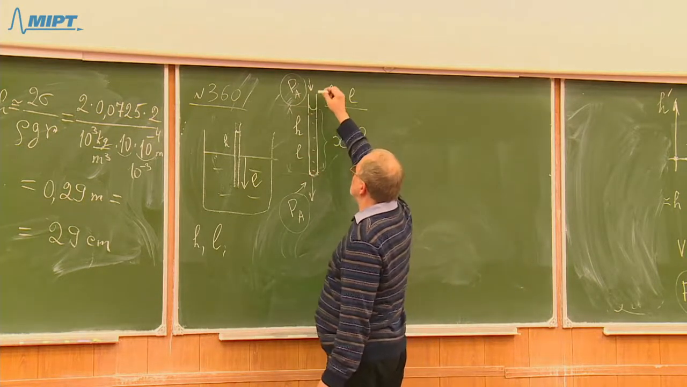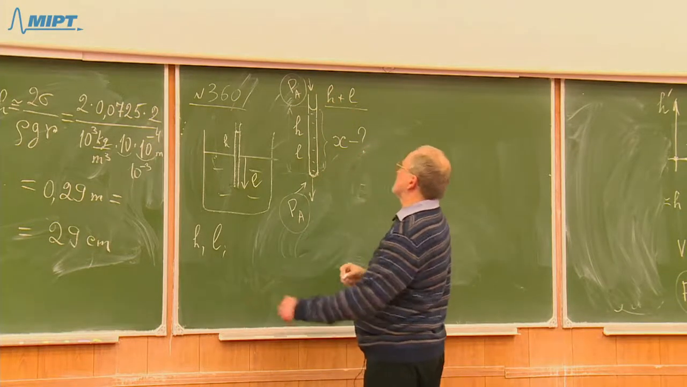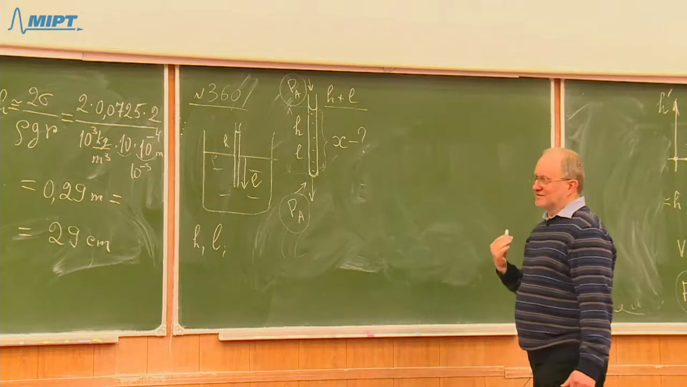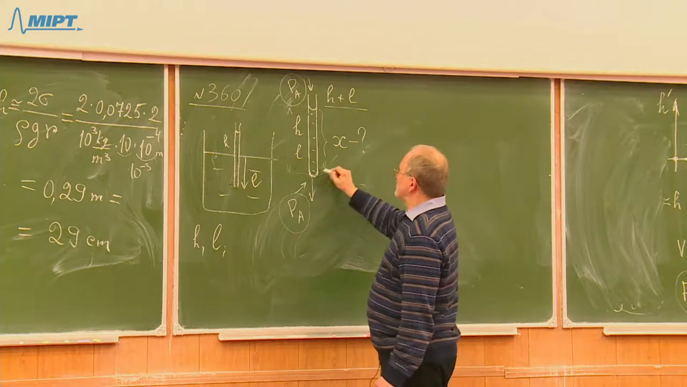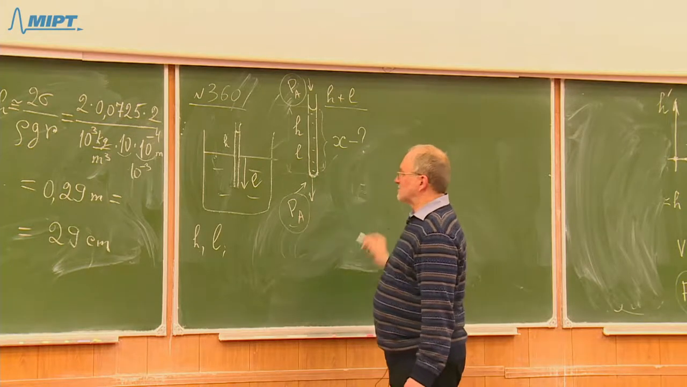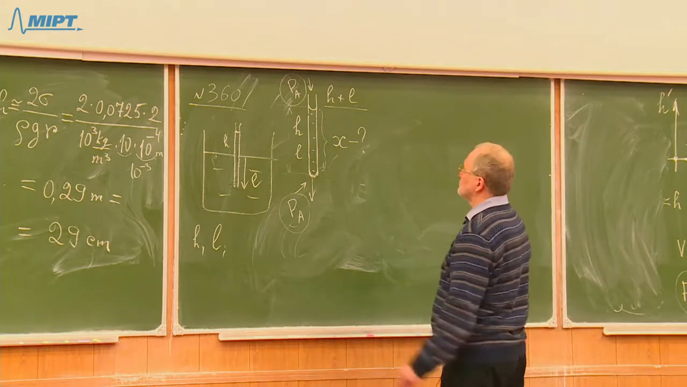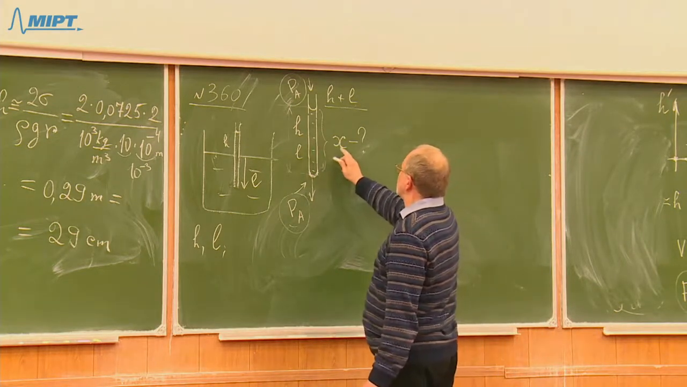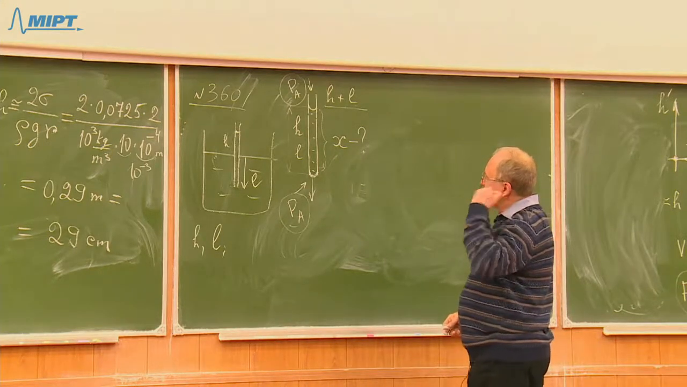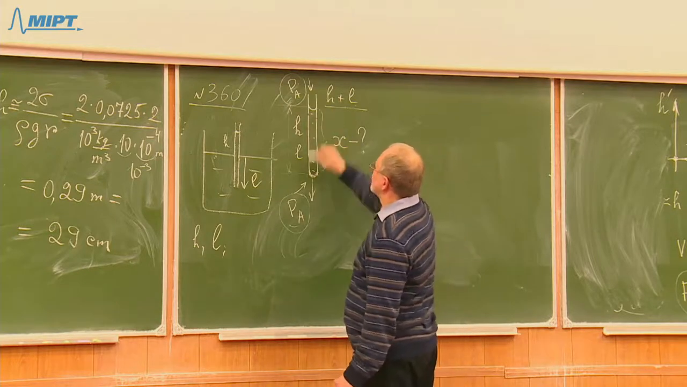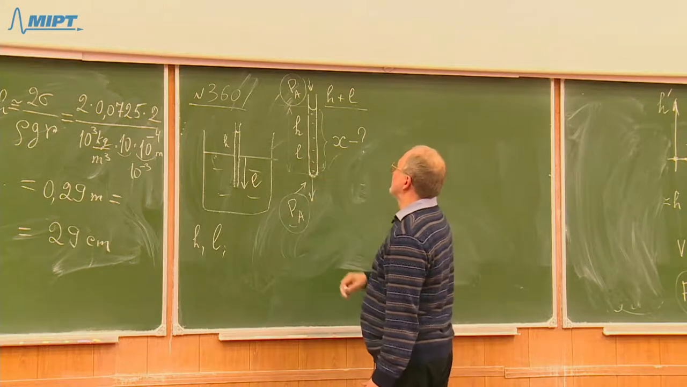And we assume that atmospheric pressure here and atmospheric pressure here is practically the same, though we understand that this is not true. To be absolutely correct, we should have taken into account the pressure difference of atmosphere, but we don't want to do it because this is a negligible effect. So we must find the final amount of water inside the tube after we have opened this lower end.